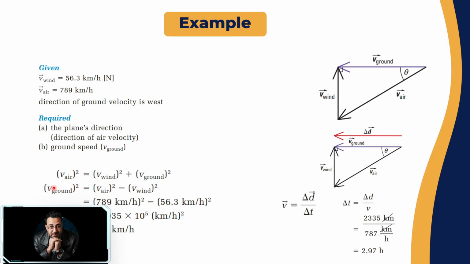Again, all of these are changing from what you used to see in equations, because the v ground in this case is the adjacent. It's not the hypotenuse anymore. So you need to be flexible with that. So the v ground would be in this case 787 kilometers per hour.